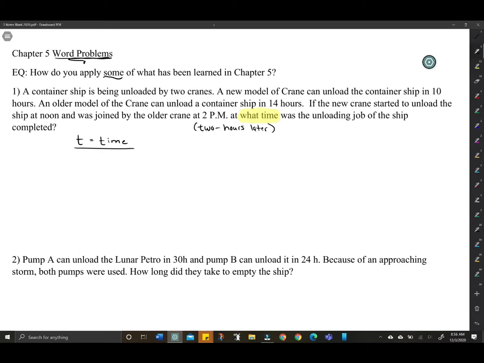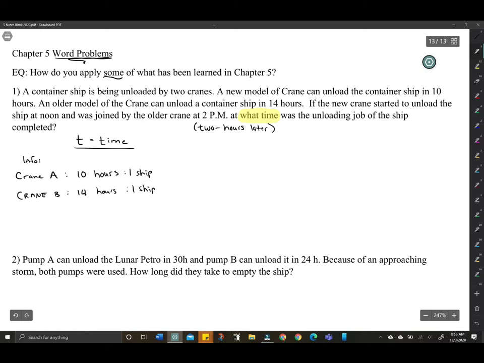So some info. We have our little info bank here. We have crane A and crane B. So crane A, let's see, it takes crane A 10 hours to do one ship. So in 10 hours, it can complete one ship. Okay, crane B, it takes it 14 hours to complete one ship. So essentially what we have here are two little rates, so to speak.